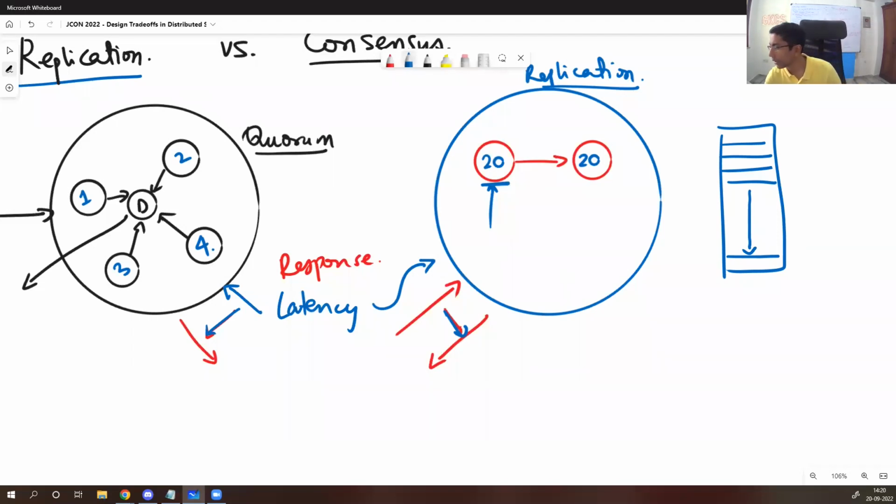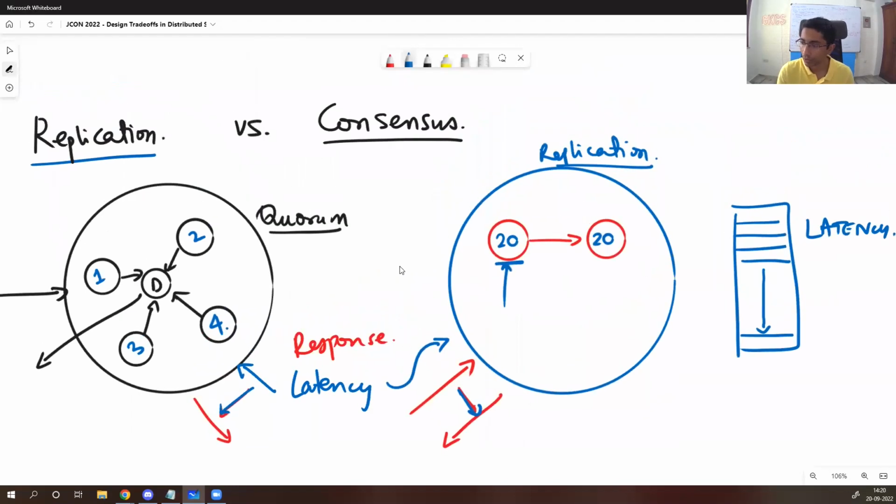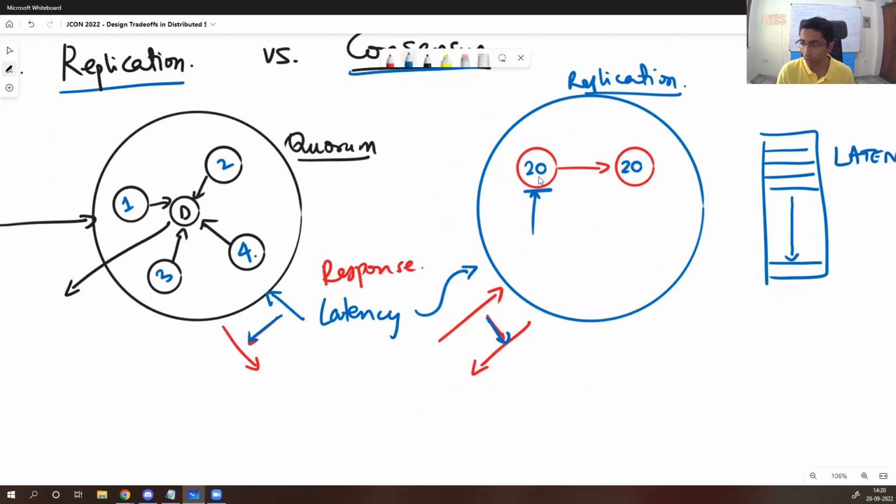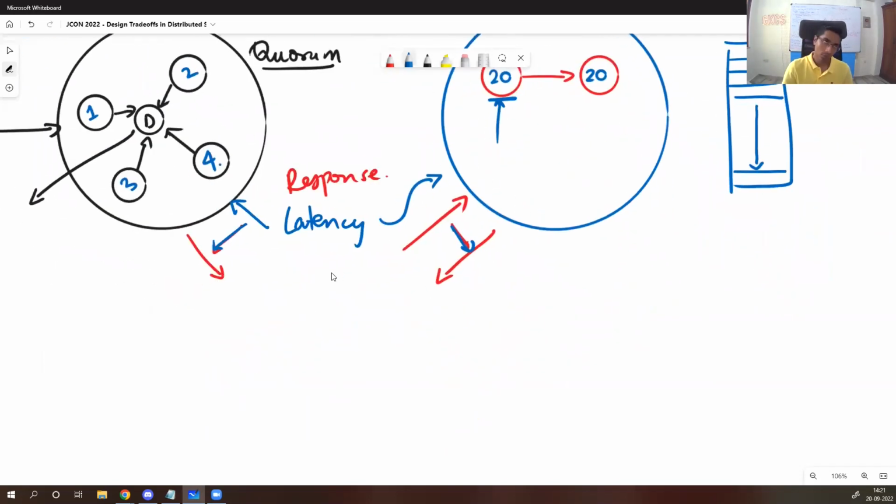So what ends up happening is latency is high when you're doing consensus. Latency is usually low for replicated nodes. What could be a problem? Okay, now let's take another non-functional requirement, and let's see what the trade-off is. So latency, the winner is replication, low latency.